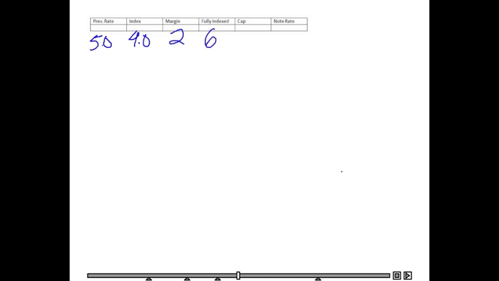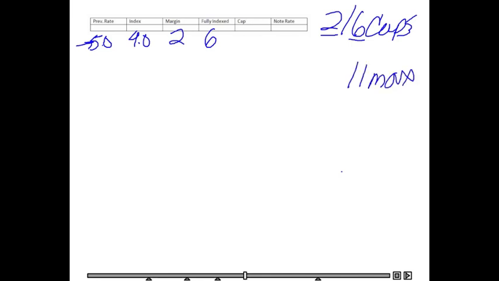We're going to assume that this loan has 2/6 caps. Remember, that means that each adjustment it can only go up 2%, and over the lifetime of the loan it can only increase 6%. In this case it can only increase 6% over the start rate, which was 5%, so our maximum rate is going to be 11. Let's keep that in mind as we do these adjustments.